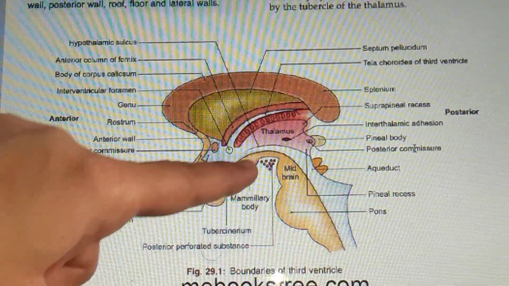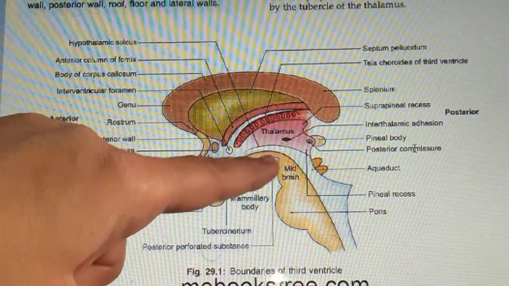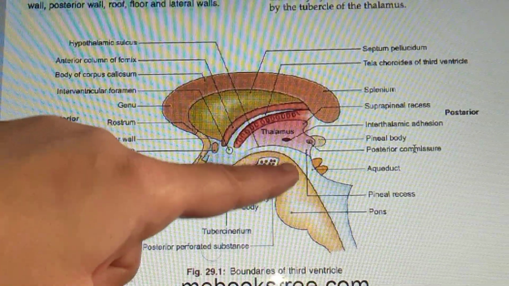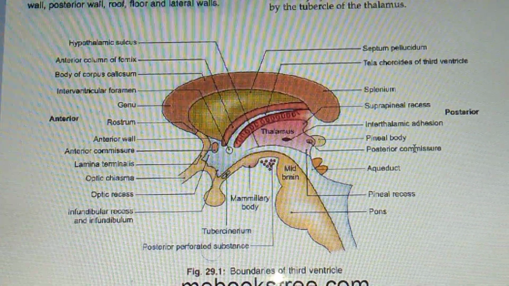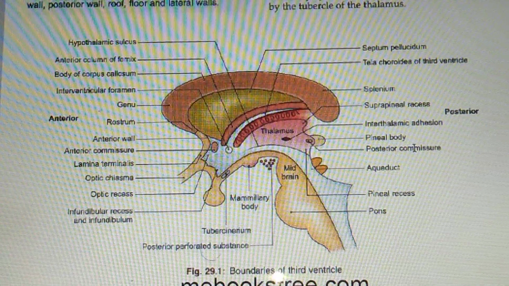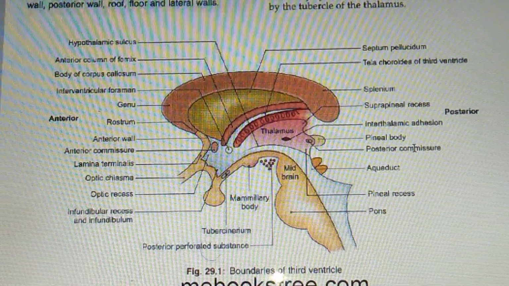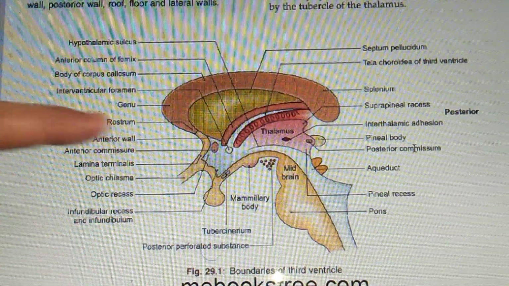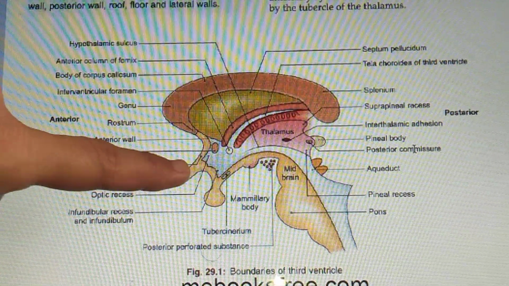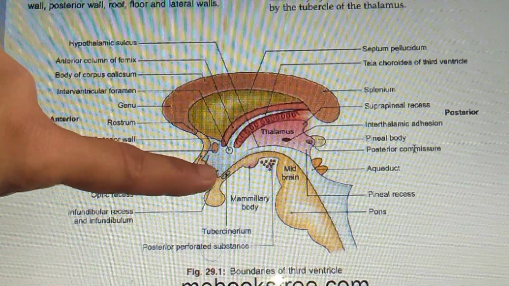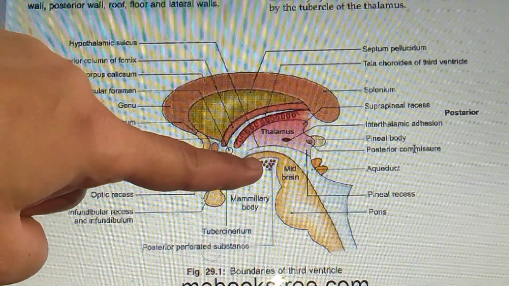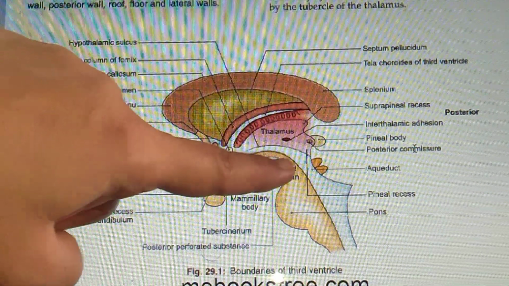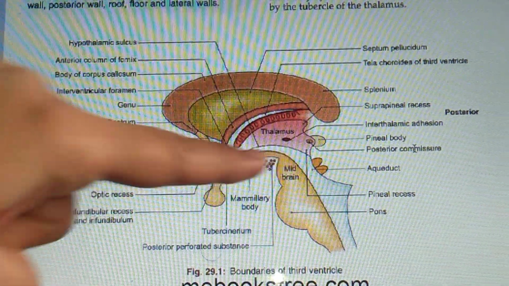Mammillary body, then posterior perforated substance, and then comes this area of the midbrain, that is the tegmentum part of the midbrain, right? We'll see again. The floor is formed by the hypothalamic structures, starting from the optic chiasma, then comes the infundibulum, then tuber cinereum, mammillary body, posterior perforated substance, and tegmentum of the midbrain, right?